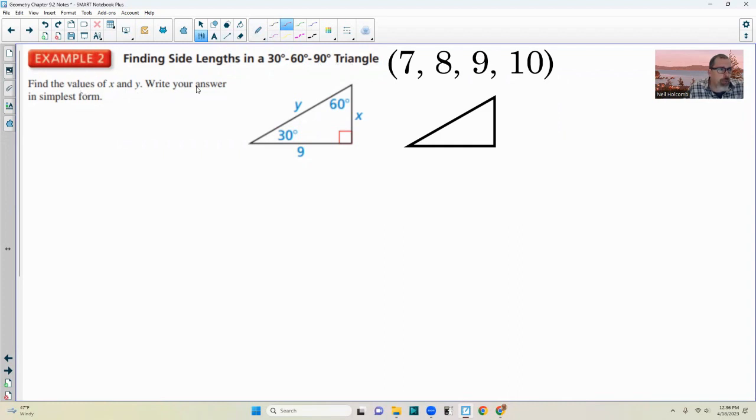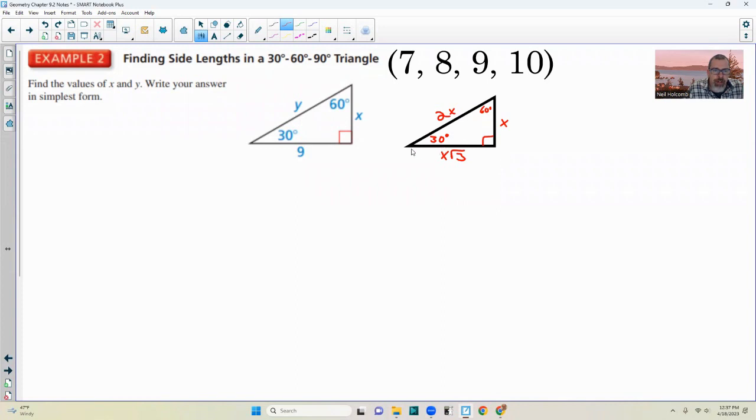Find the values of x and y. Write your answer in simplest form. So I always like to copy the diagram and then set it up. So if this is 30 degrees and this is 60 degrees and this is my 90-degree triangle, the side opposite 30 is x, the hypotenuse is 2x, and the side opposite 60 is x square root 3.